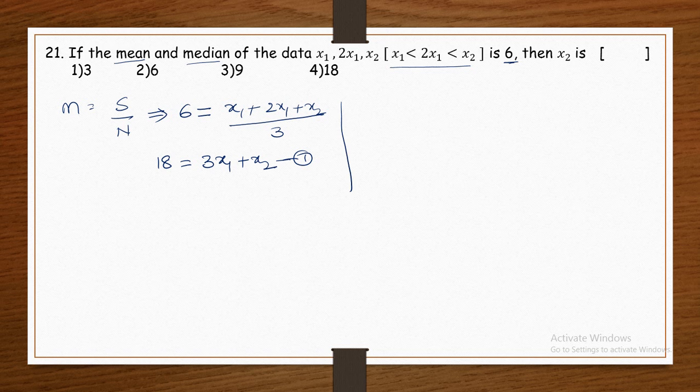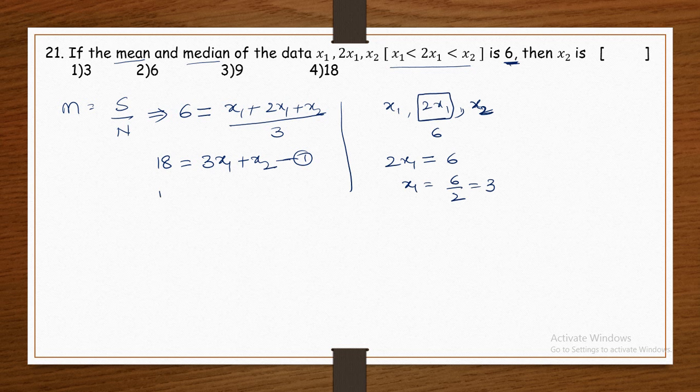The same way, next moving on to median. Among x1, 2x1 and x2, so x1, 2x1, x2, this is in ascending order. Then the middlemost one will be my median. But what has he given the median as? It is 6. So from this I can directly write 2 times x1 is equal to 6. So x1 is equal to 6 divided by 2, which is 3.